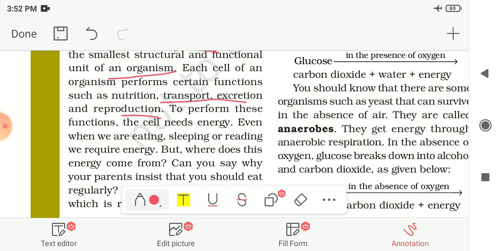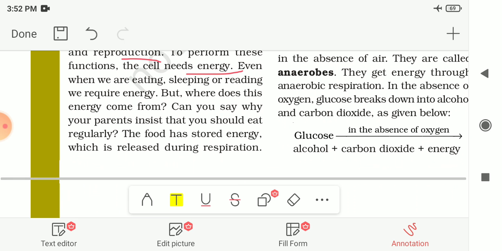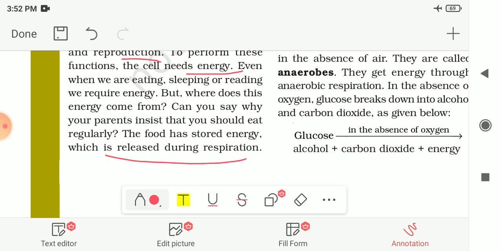To perform all these functions, the cells also need energy. Even when we are eating, sleeping or reading, we require energy to perform these different activities. But where does this energy come from? Now the question is, we need this energy, so where does it come from?